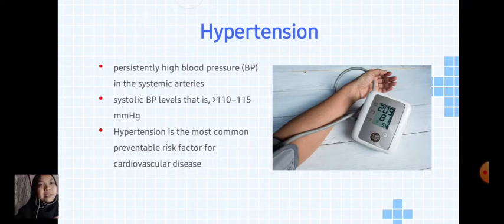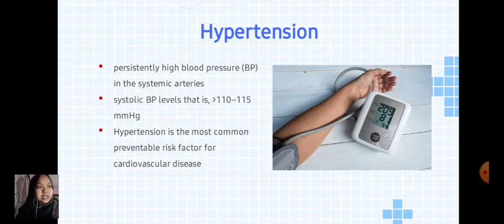115 millimeters Hg. Several etiologies can underlie hypertension, and hypertension is the most common preventable risk factor for cardiovascular disease, including coronary heart disease, heart failure, stroke, myocardial infarction, atrial fibrillation, and peripheral artery disease. And there are also chronic kidney disease and cognitive impairment, and it is the leading single contributor to all-cause death and disability worldwide.